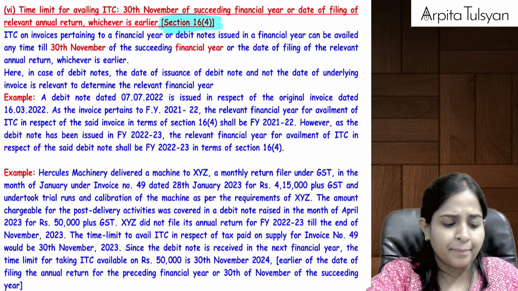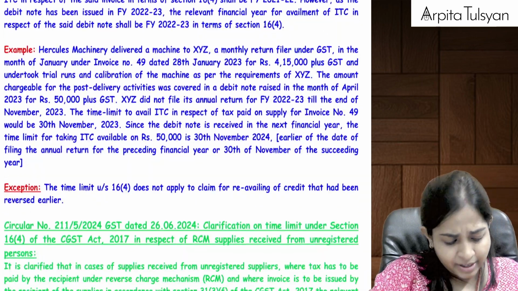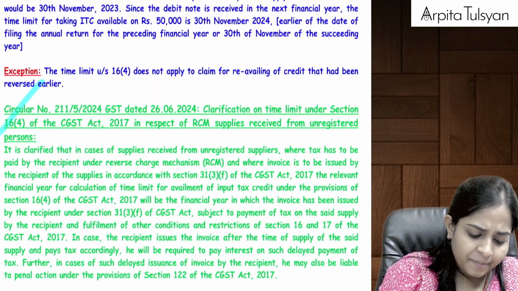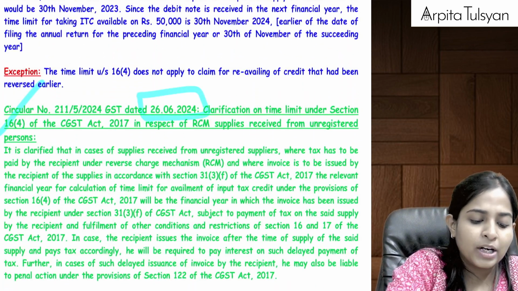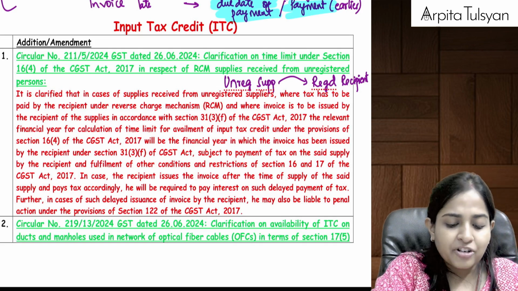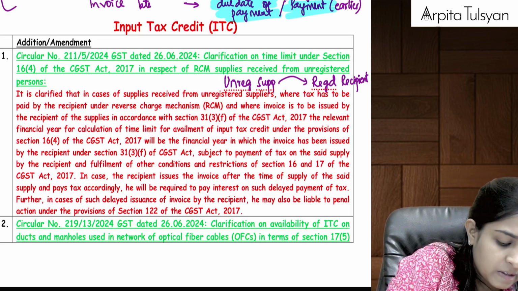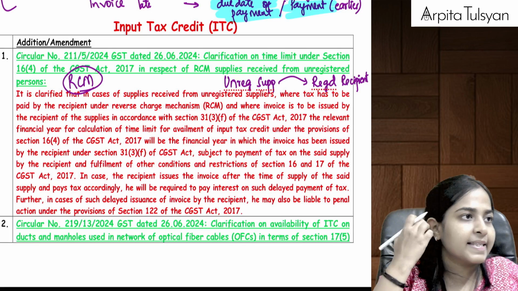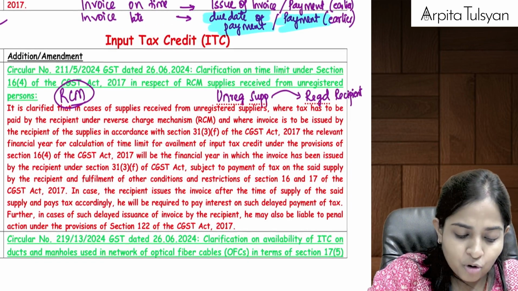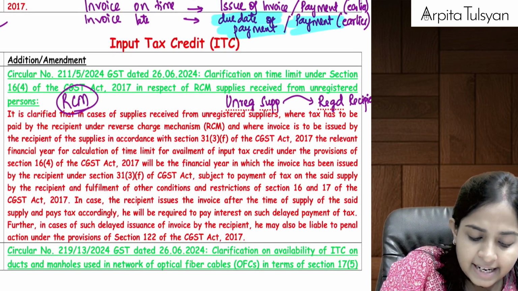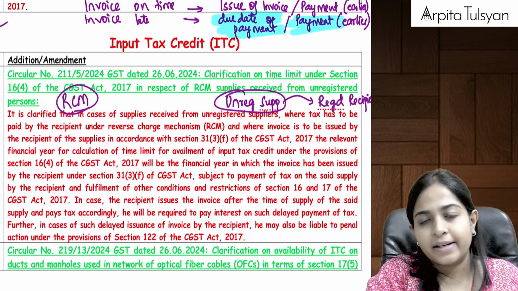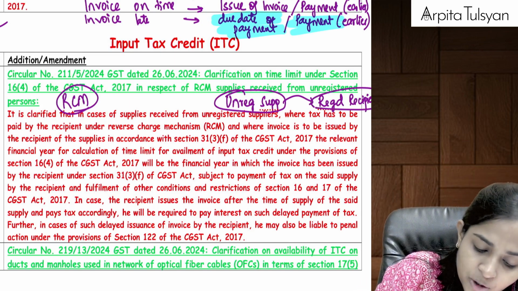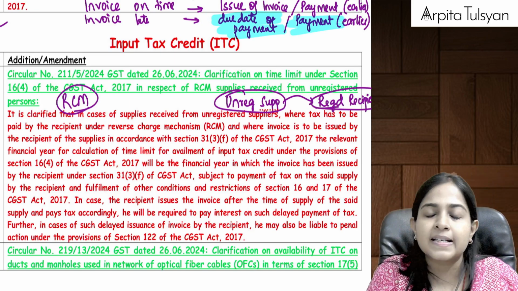We had certain examples, etc. also on the same. Now in that there is a circular that is added. The circular dated 26th June 2024 is being added there. Let's try to understand what is that circular. Basically, this circular is applicable for RCM cases, reverse charge mechanism cases. Now, in RCM, I hope you can recollect, let's say there is an unregistered supplier, a person who is supplying to a registered person, and that transaction is covered under RCM.